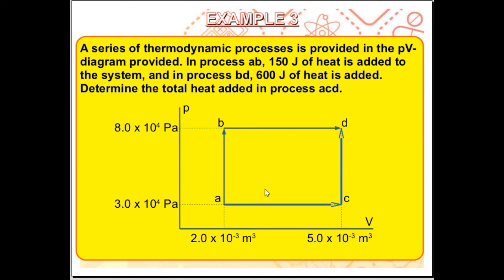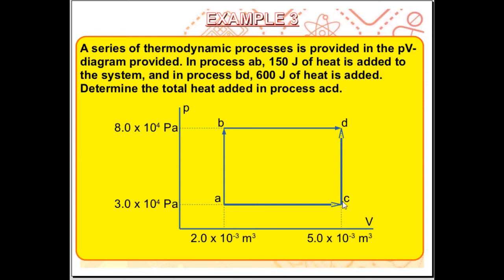In the PV diagram, you have state A, state B, state C, and state D. State A, the volume of the system is 2 times 10 to the negative 3 power cubic meter, and pressure is 3 times 10 to the 4th power Pascal. State B, the volume is also 2 times 10 to the negative 3 power cubic meter, but the pressure is 8 times 10 to the 4th power Pascal.